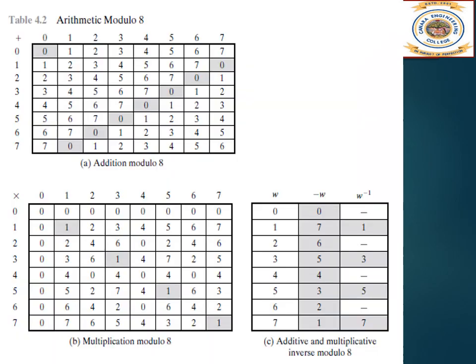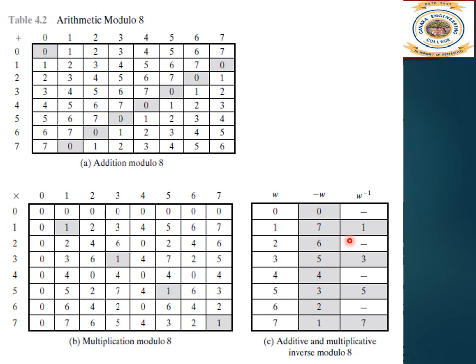So let us see now, this is the same as what we have done. Previously we have seen arithmetic modulo 8, and this is multiplication modulo 8. After this, we look at additive and multiplicative inverses modulo 8. How do we get these? This is the additive inverse and this is the multiplicative inverse. In simple addition, A minus A is 0. In simple multiplication, A into 1 by A will give you 1.